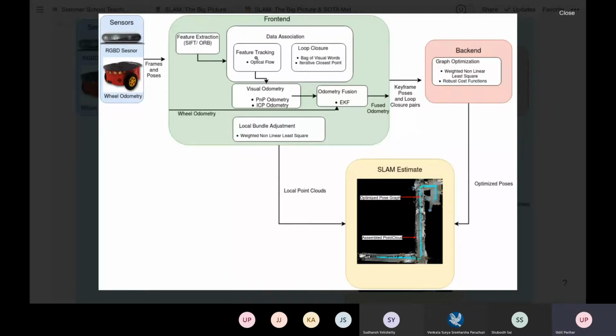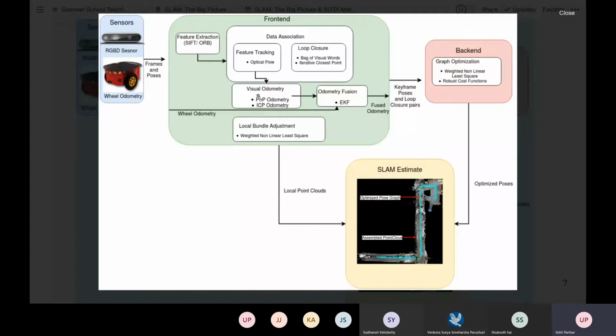Once you do feature tracking and know the features in your first and second image, you will try to do visual odometry. In visual odometry, you can use the PNP algorithm: if you have 2D to 3D correspondences, you can calculate the exact camera pose. And if you only have two 3D point clouds, you can do ICP odometry and calculate the relative transformation between two camera poses. From this, you get the RT estimates between consecutive robot poses.